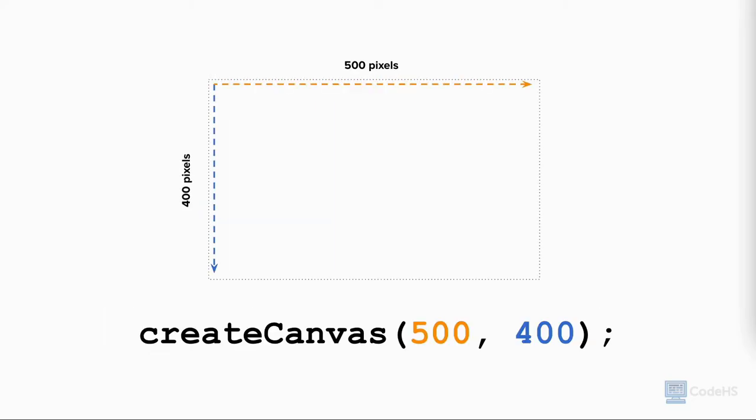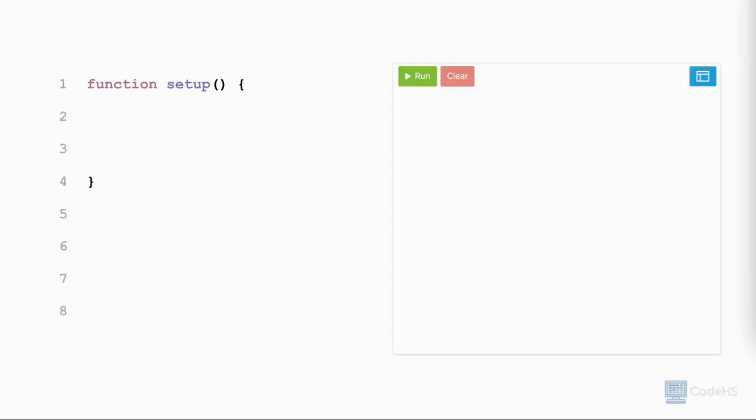To create a canvas for a P5JS sketch, we include a function called createCanvas in our code. In this example, this code snippet is creating a canvas that has a width of 500 pixels and a height of 400 pixels. Let's go over to the code editor to see how we should include this in our code.